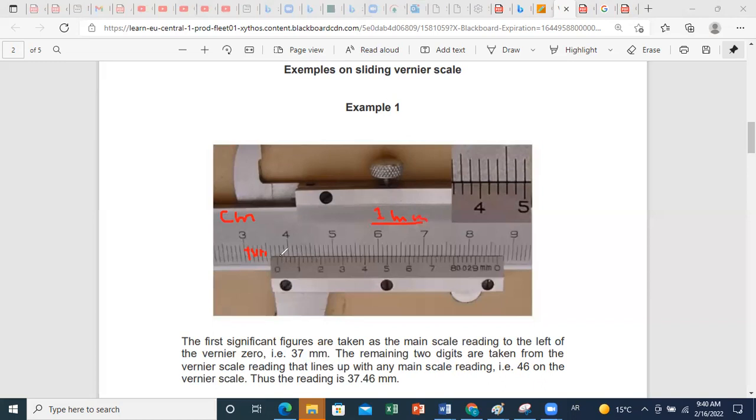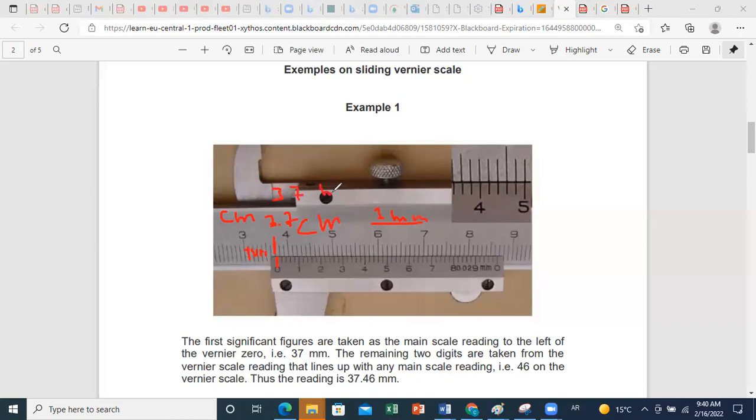Now, if I look at my vernier scale, this is my 0. The first strategy is to look to the left of 0. What is the value I read? It's here. If I count, I have 31, 32, 33, 34, 35, 36, 37 millimeter, or 3.7 centimeter. So I can read here 3.7 centimeters, which corresponds to 37 millimeters.